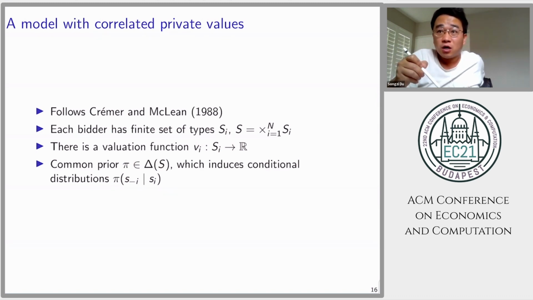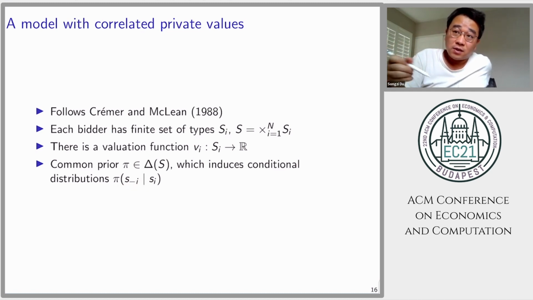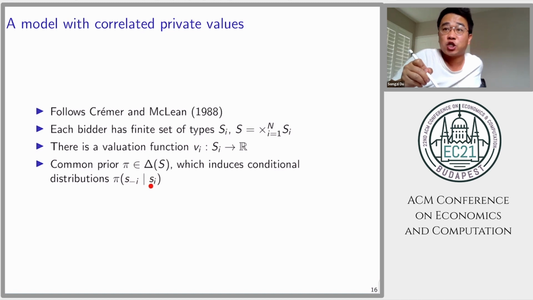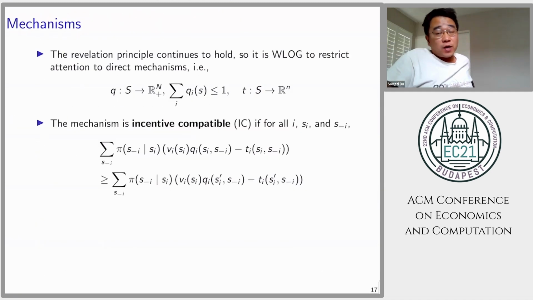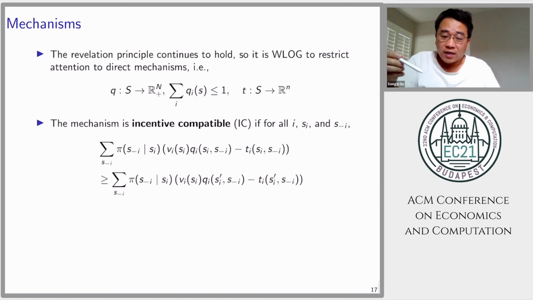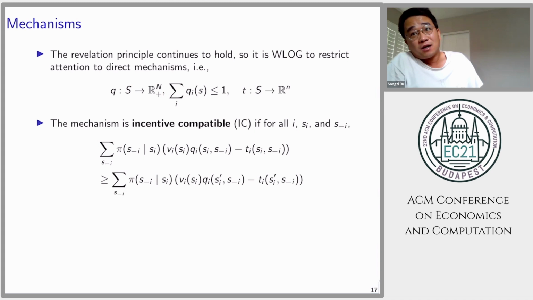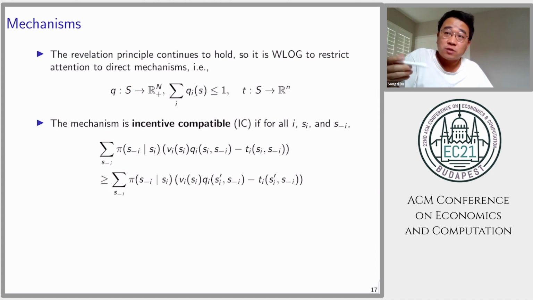This means that the interim belief about other people's types, conditioning on my type, is different depending on the realization of my type s_i. We would have an independent distribution if this interim belief were exactly the same for every realization of s_i. Now we allow for correlation, and the previous formulation carries over very straightforwardly here. The revelation principle continues to hold because the seller is picking both the mechanism as well as the equilibrium. So we can choose the action space of the mechanism to be exactly the type space.